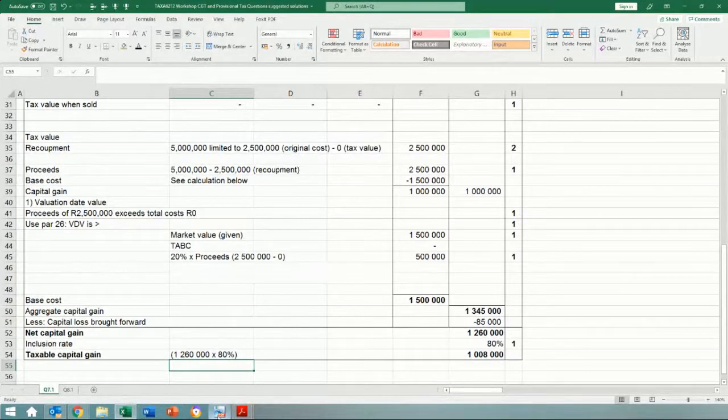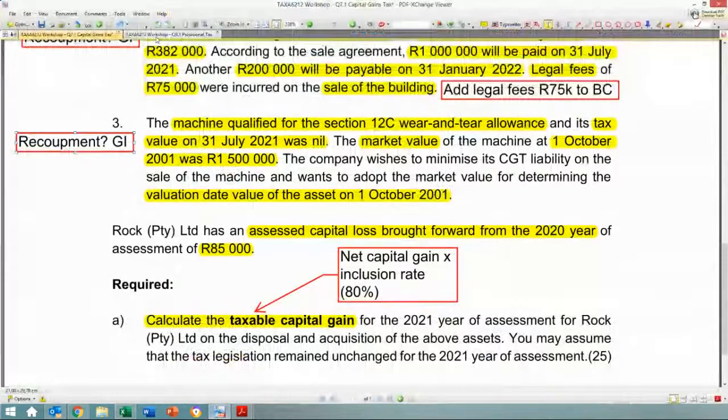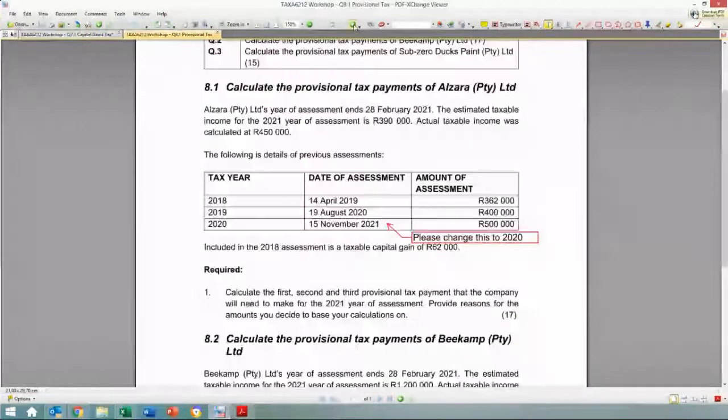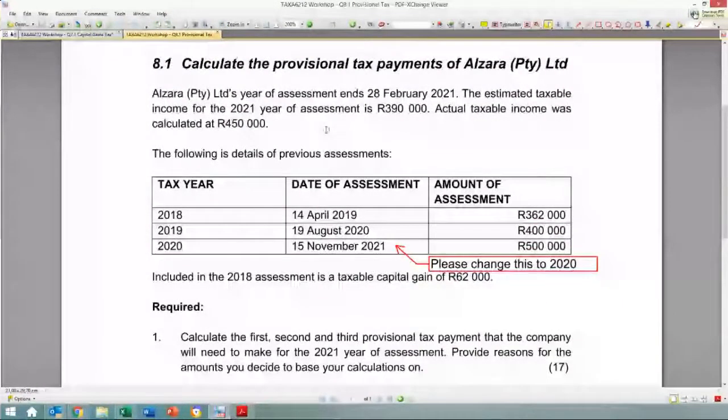Okay, then we're going to move on to question 8.1, which is the provisional tax question. Okay, all I want you guys to do before we start is please just change this tax table to 15 November 2020, because normally your tax period you would have had to already do the final payment by that stage. So this is just a typo, so just please change that to 2020, otherwise the suggested solution will not make any sense to you.